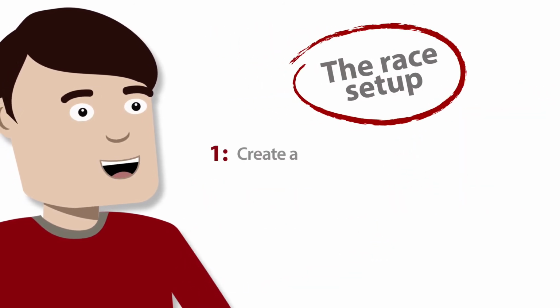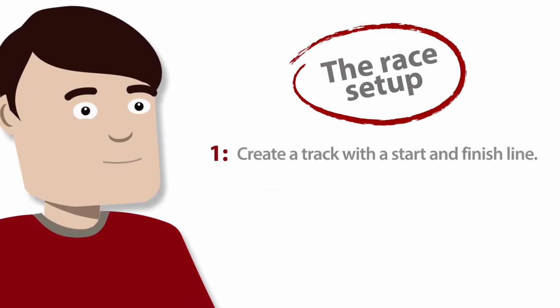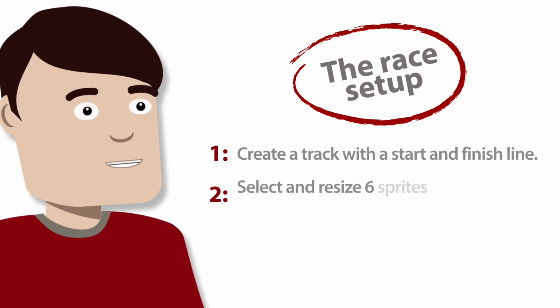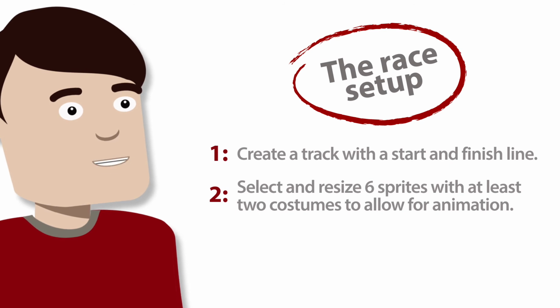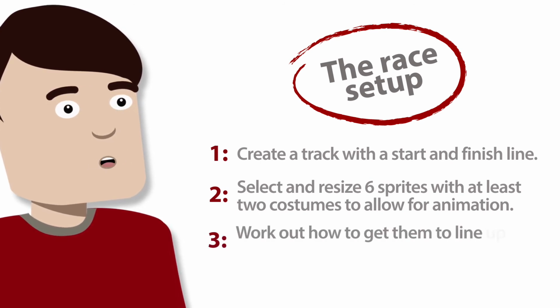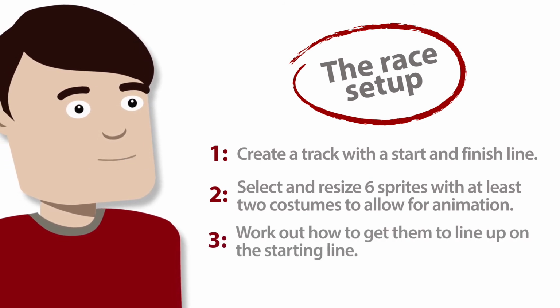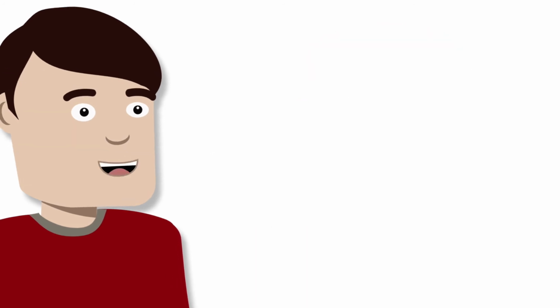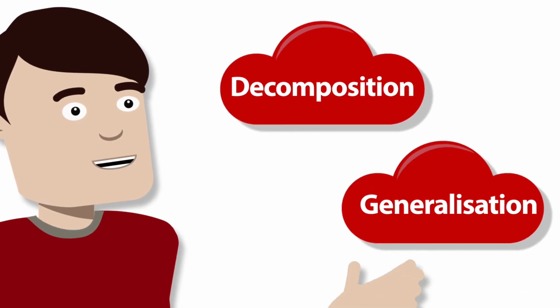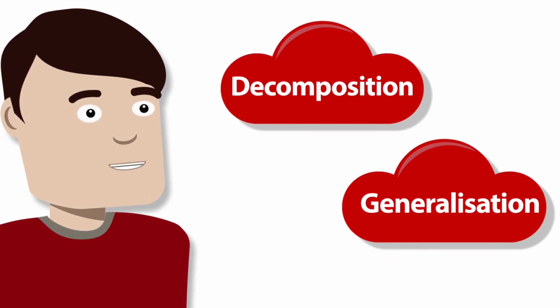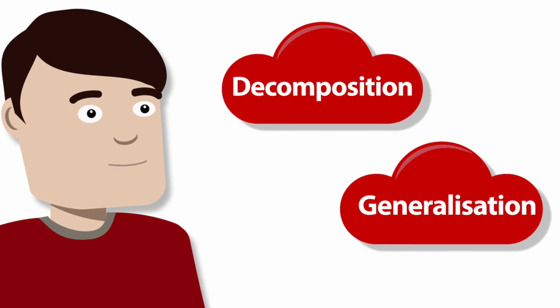Say, step 1, create a racetrack with a start and finish line. Step 2, select and resize 6 sprites with at least 2 costumes to allow for animation. Step 3, work out how to get them all to line up on the starting line, and so on. Through working to decompose a problem and look at generalization within the program, pupils get to practice concrete computational thinking skills in a way that sticks.